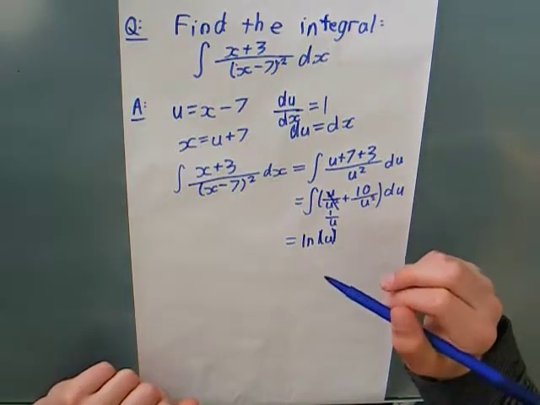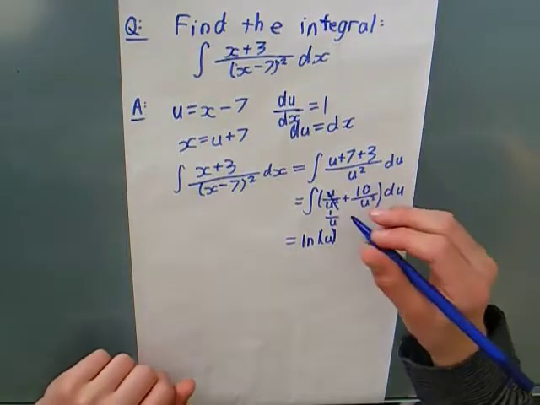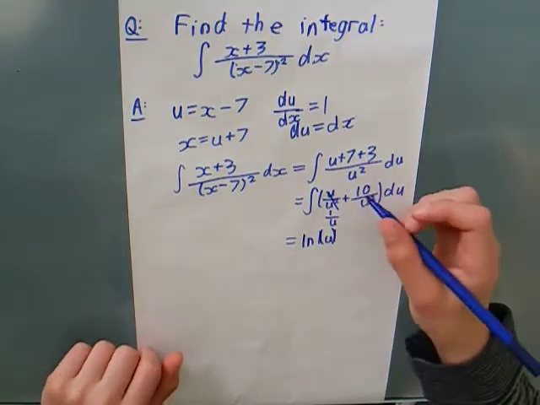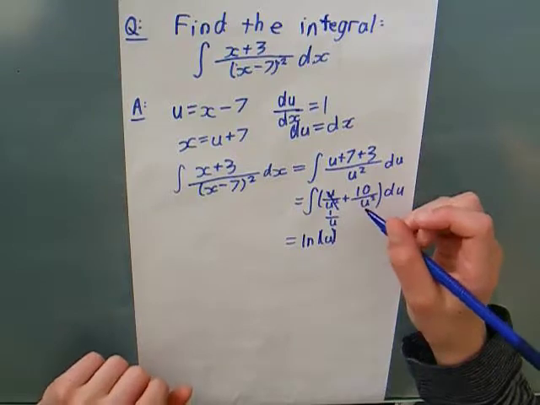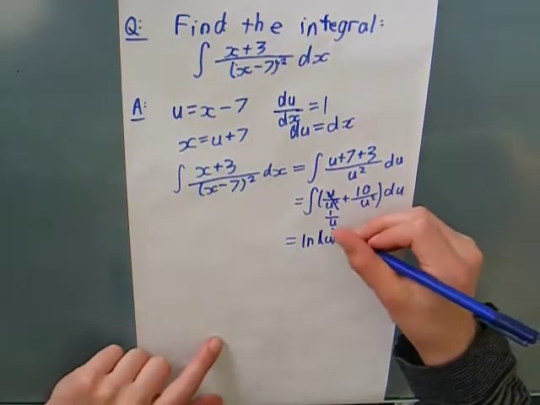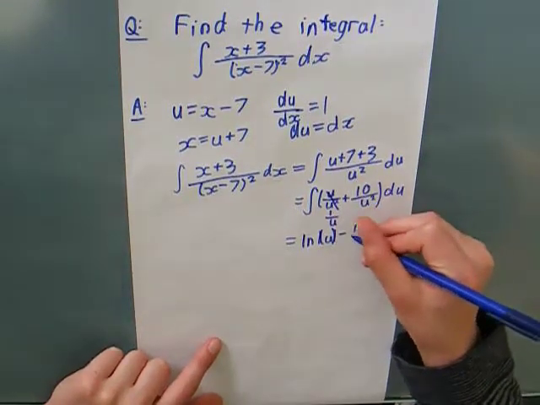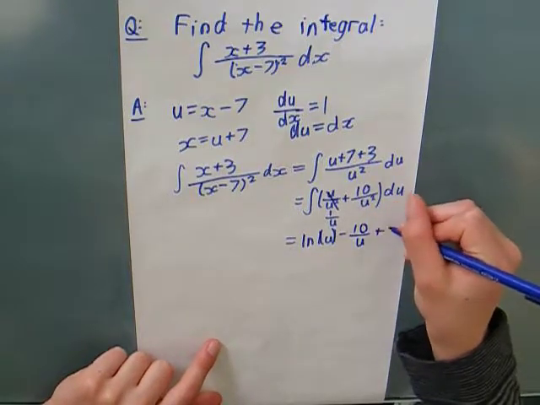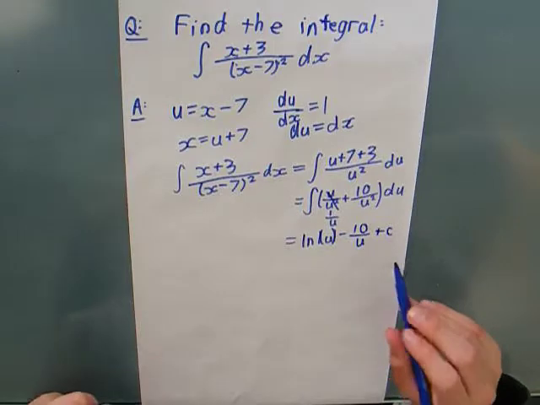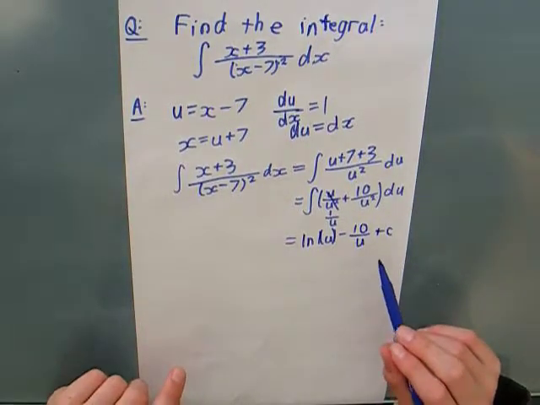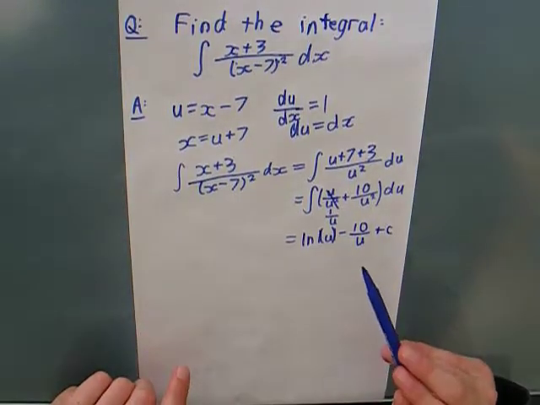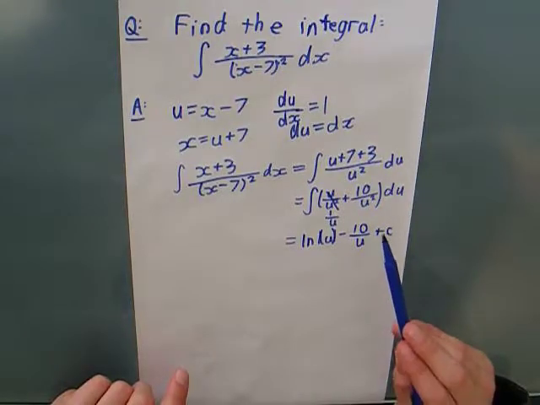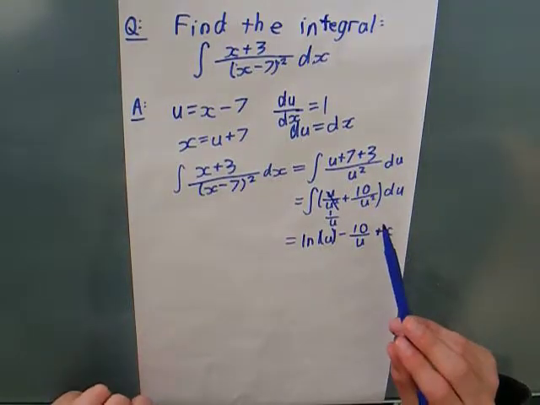But moving on from this, then you've got the 10 over u squared. Well, I can see that's minus 10 over u. And let's not forget the plus c, the arbitrary constant. Okay, so that was another example on integration by substitution. Wait a minute though.